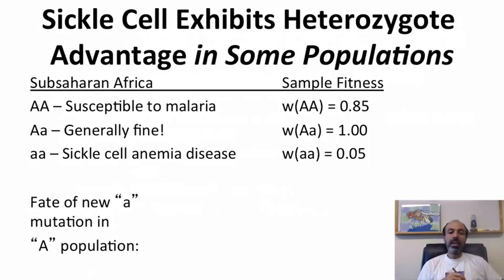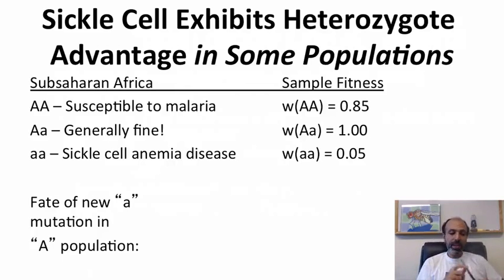So the sickle cell exhibits a heterozygote advantage in some populations, because you can think of it this way: the big A's are susceptible to malaria, so they might have a relative fitness like 0.85. I'm just making up these numbers in this case. The big A little a's are generally fine, right? They don't really get malaria. They don't have sickle cell disease, so they'll have the highest relative fitness, 1.0. And little a's have the sickle cell anemia disease, which is extremely debilitating. So we'll say their relative fitness is something like 0.05.